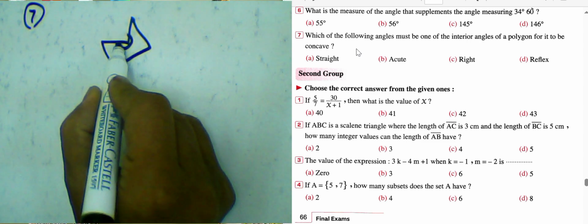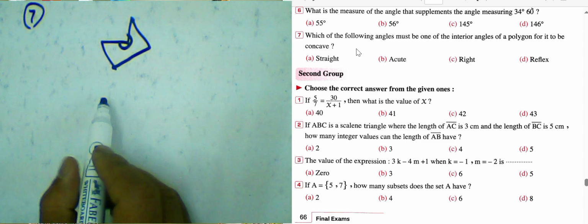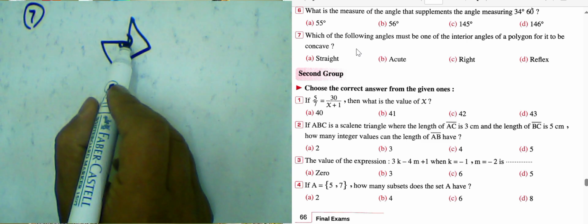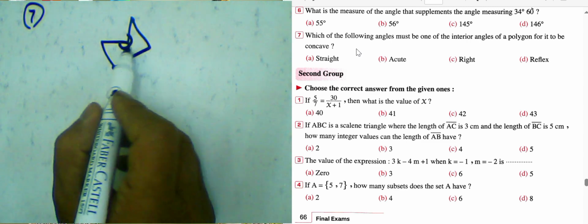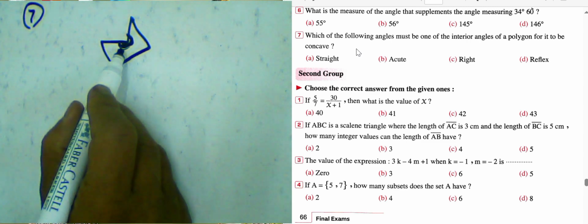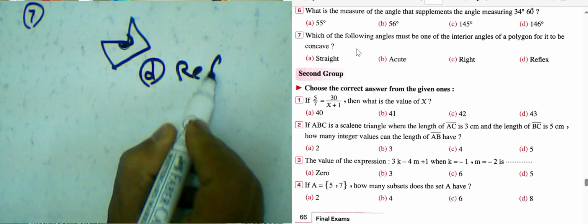Concave, reflex. Like this, we have this concave polygon. Concave means we have at least one angle whose measure is greater than 180 and less than 360. We call it a reflex angle. So you must choose letter D.